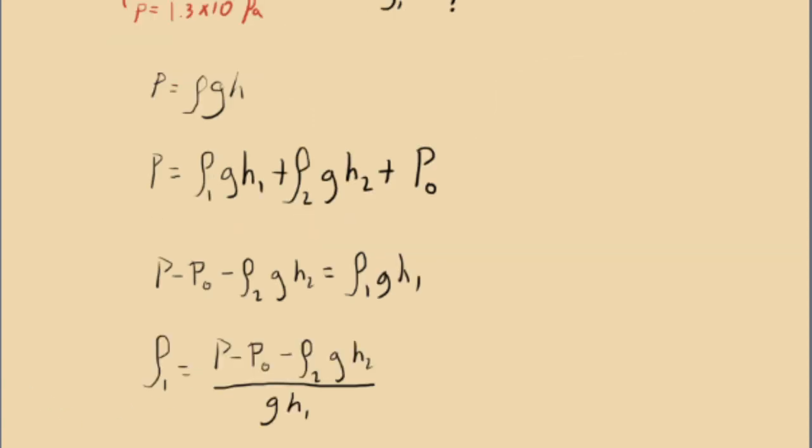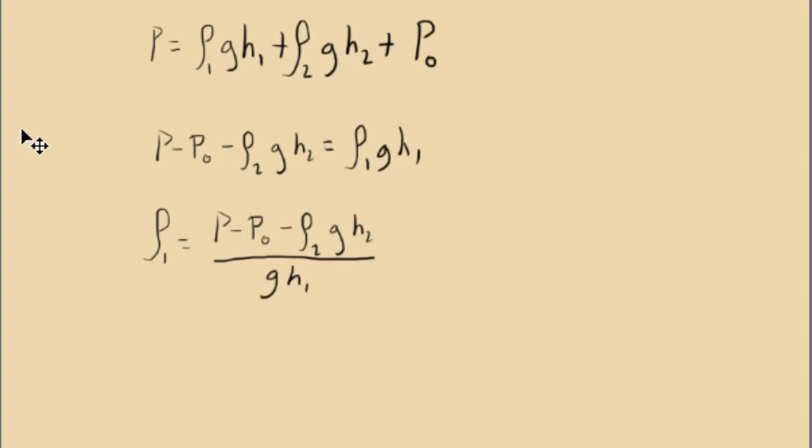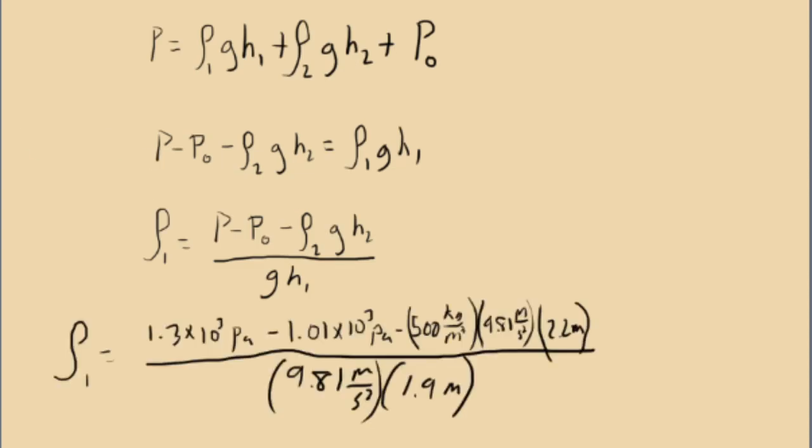And then we can divide by gravity and height 1, and we'll be left with the density of fluid 1, which is what we are looking for, the density of this fluid. So plugging in all of our values that were given, we got our pressure at the bottom of the tank minus our atmospheric pressure minus the pressure from fluid 2, and then we're dividing by gravity and the height of fluid 1. And this gives us a value of 977 kilograms per meter cubed.